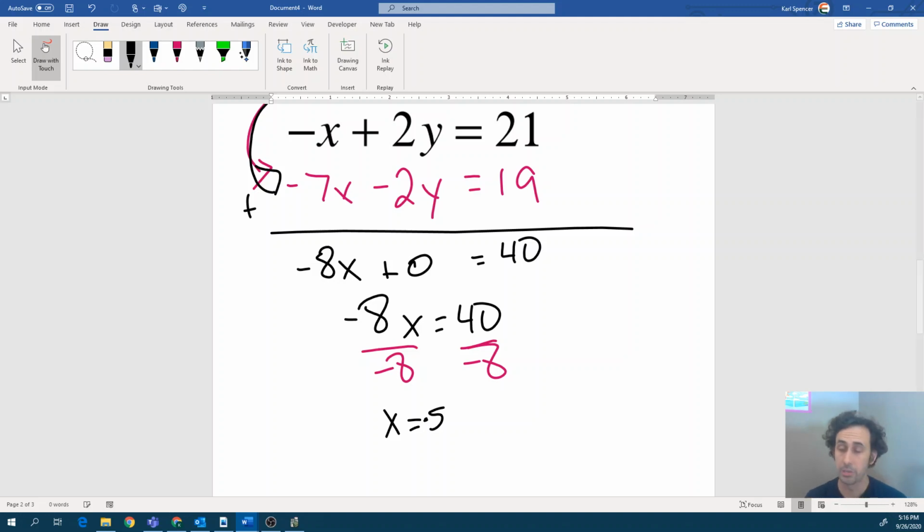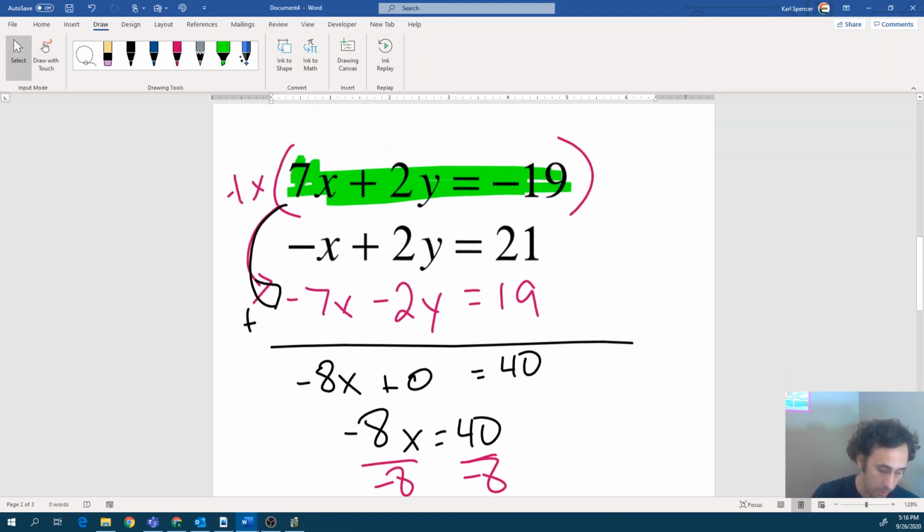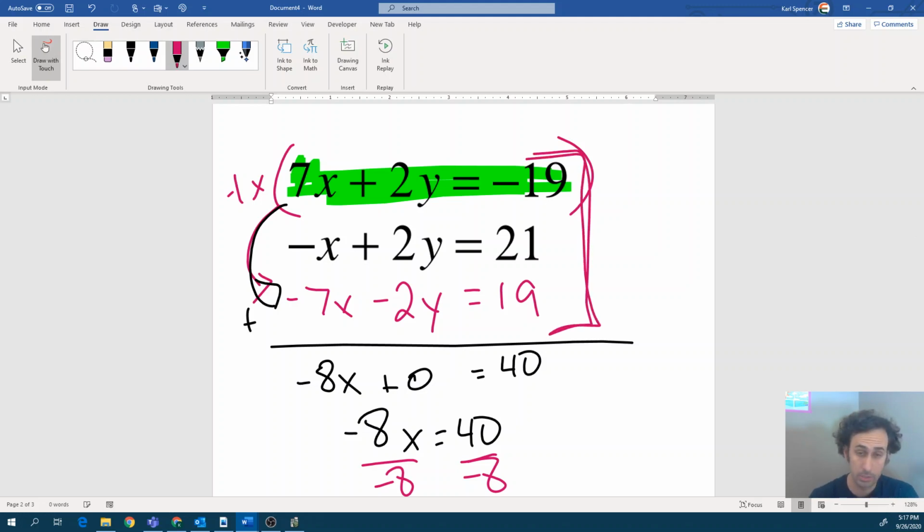Again, we need to solve for y. It doesn't matter which equation we plug into, the original, one of the original, or even that modified one. Any of these first three equations we could have plugged into, and we'll get the right answer. I'll go with the middle one just because, why not?